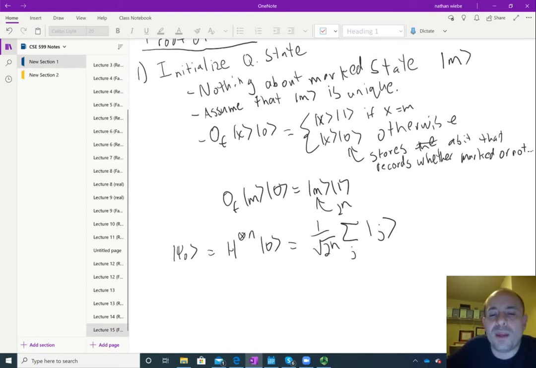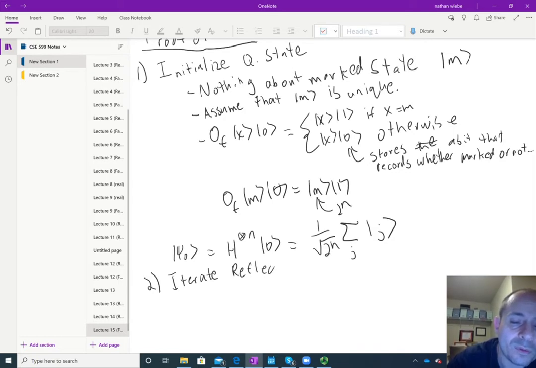Okay, great. So first step is we begin by preparing a uniform superposition over all states. The second step is we iterate a reflection operator. This reflection operator is often known as a Grover iteration. It also is sometimes called the Grover walk operator. But in any case, the idea behind it is that we want to begin by defining a reflection operator.